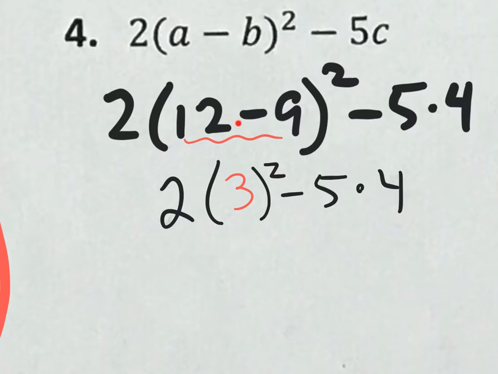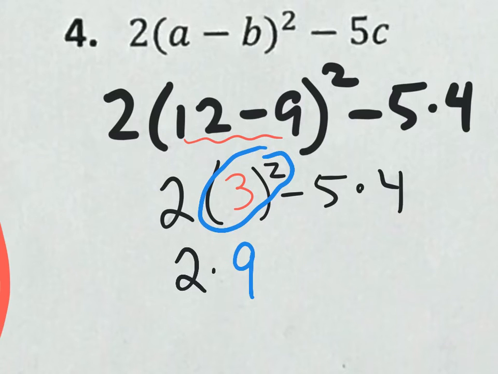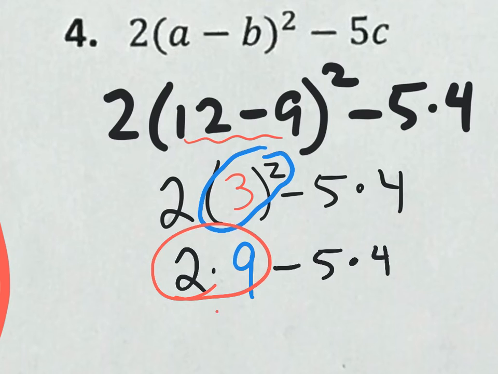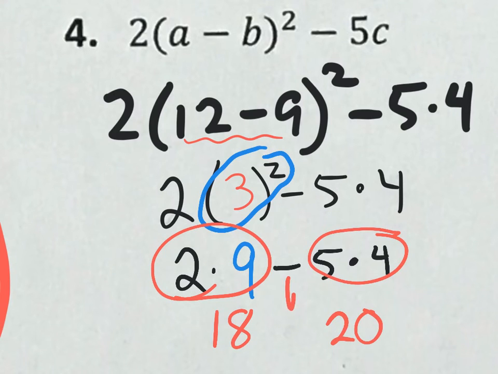So now that I've done parentheses, I have exponents. 3 squared is 6, right? Wrong. It's not 6, it's 9. So we have 2 times 9 minus 5 times 4. So now we have multiplication and subtraction. Of course, we're going to multiply before subtracting. 2 times 9, 18. 5 times 4, 20. Bring down the minus sign. 18 take away 20. You have $18. You owe $20. You can't even pay them off. You're still going to owe them $2.